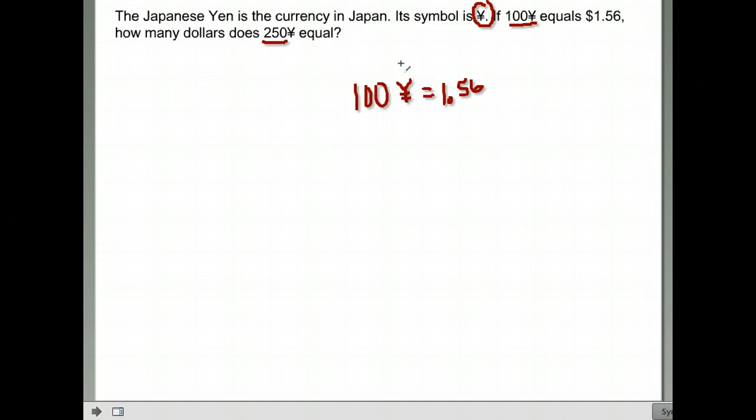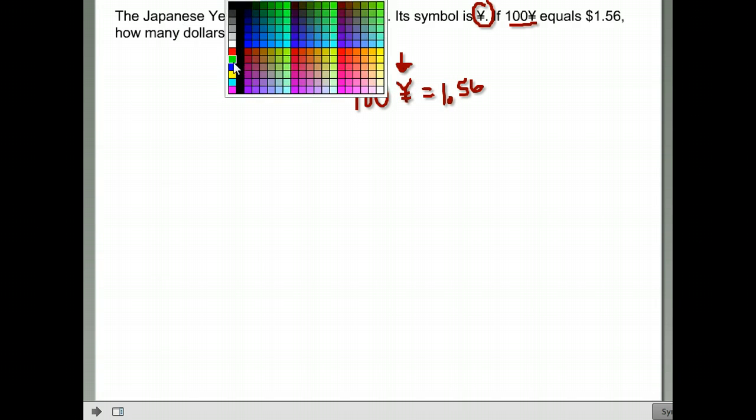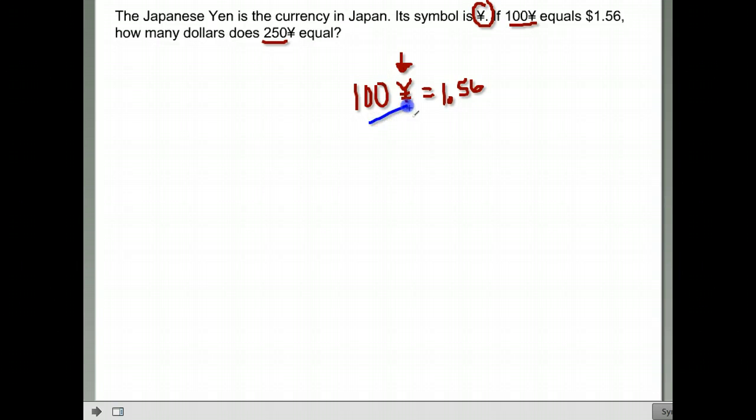Well, basically what we want to do is find the exchange rate right here. We want to know what you have to take times the yen to get the dollars. To solve for that, we use our algebra skills. Remember, pretend this was an x. If we had 100x equals 1.56, how would we solve that? Well, remember in solving, we do the opposite. It's multiplied by 100. So to solve for that symbol, we're going to divide both sides by 100.